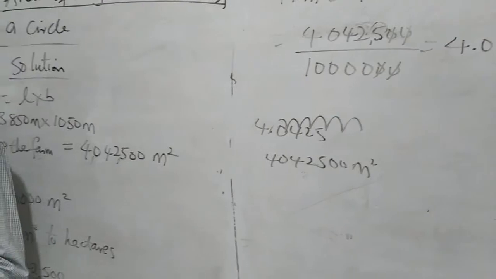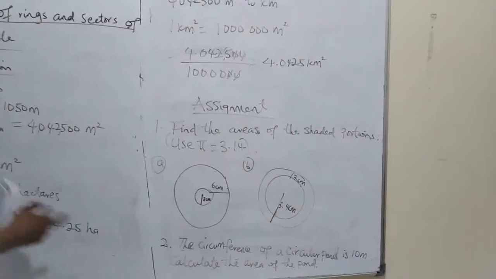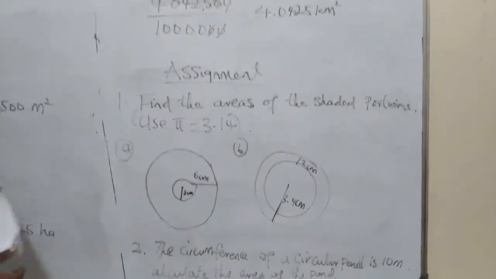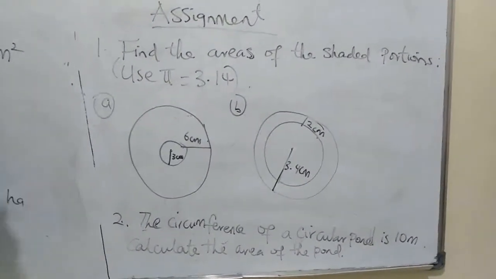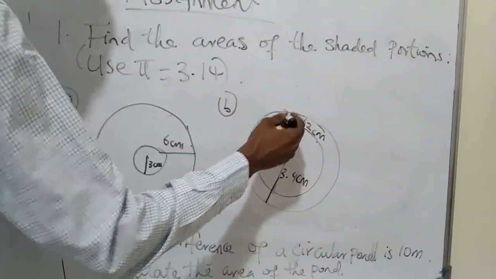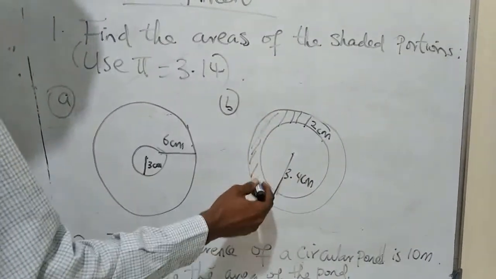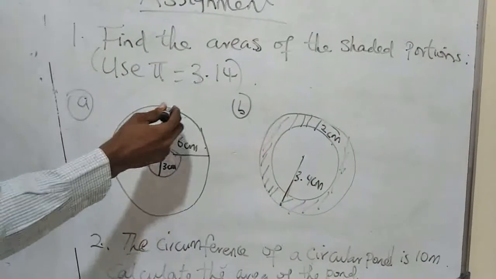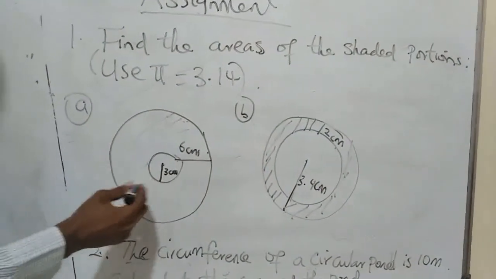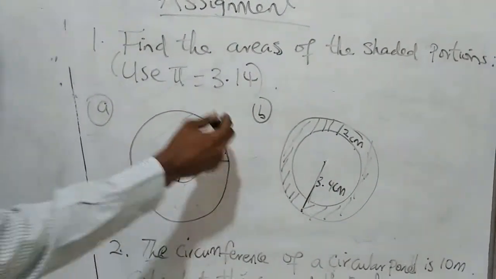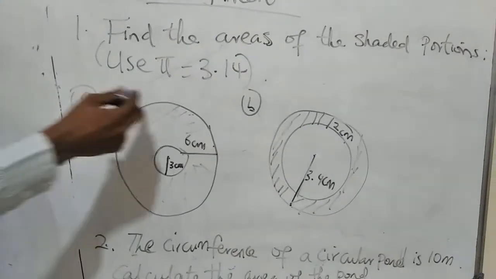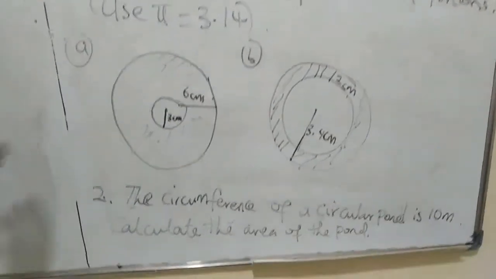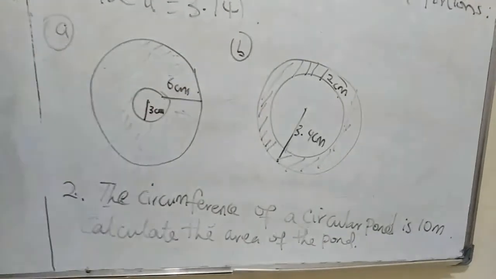Now you take home this assignment. For your assignment, find the areas of the shaded portions. These are the shaded portions for this, and this area is the shaded portion. Find the area of the shaded portion using pi as 3.14. You have the smaller radius and the bigger radius here.